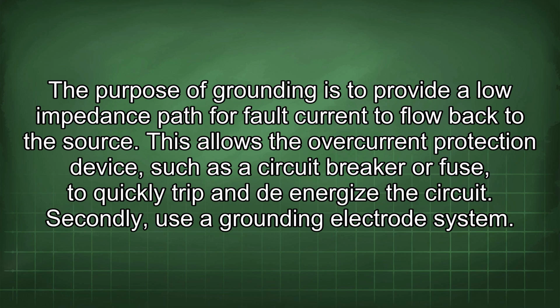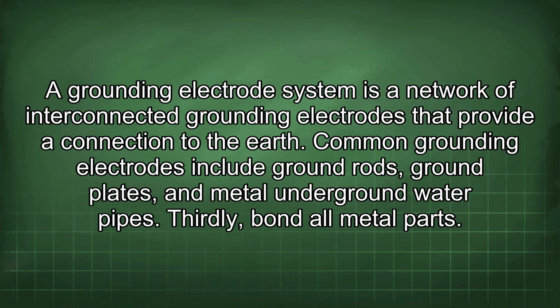Secondly, use a grounding electrode system. A grounding electrode system is a network of interconnected grounding electrodes that provide a connection to the earth. Common grounding electrodes include ground rods, ground plates, and metal underground water pipes.